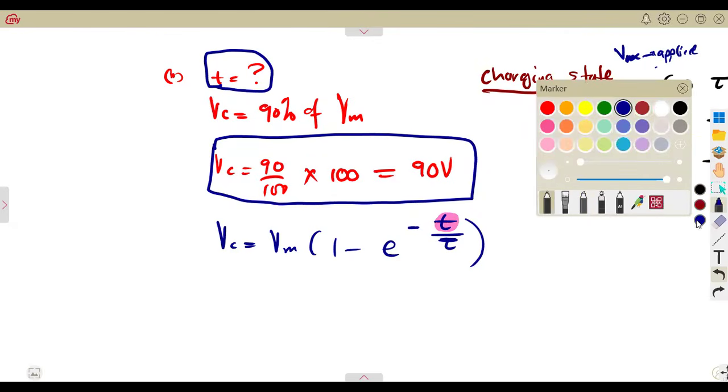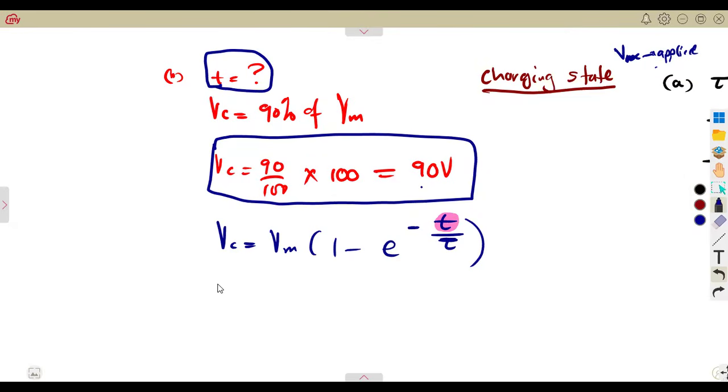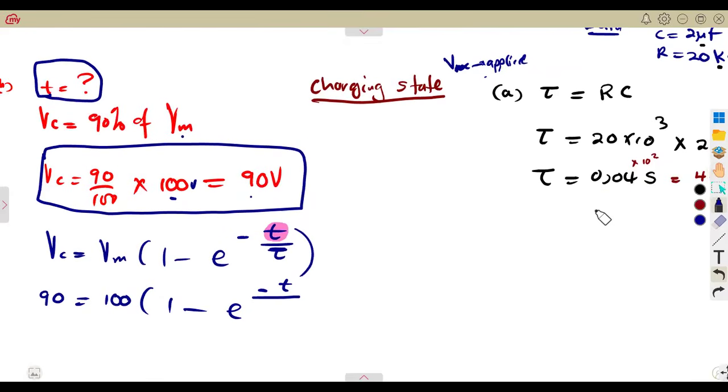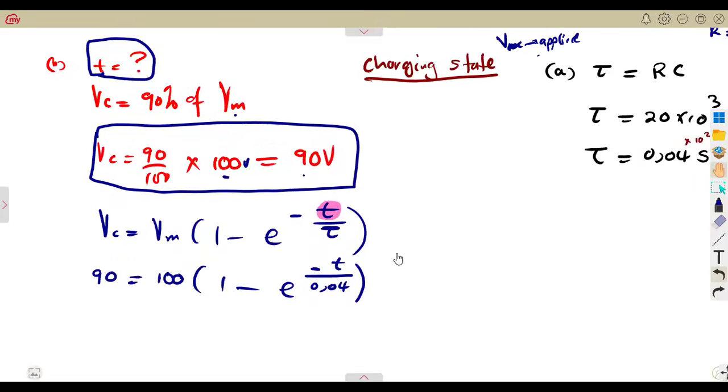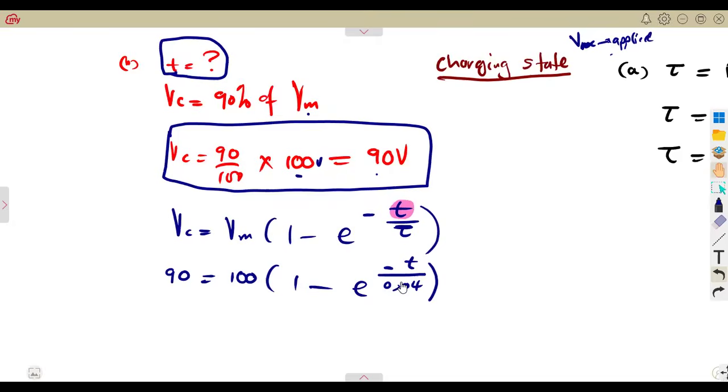All right. So calculating the time, we can substitute our values. VC, remember, is 90. So 90 is equal to VM. Remember, our VM is 100 volts, the one that you're given before, times 1 minus e to the exponent of minus t, the one that you need to calculate, over what? Tau. Remember, you calculated tau, your time constant. The time constant is 0.04. So I'm talking about the tau. Guys, these are just Greek letters, like alpha, beta. So it is the tau that we are seeing there. So you can substitute even this as 40 milliseconds, 40 times 10 to the exponent of minus 3. You can substitute it as 0.04. It is up to you again.